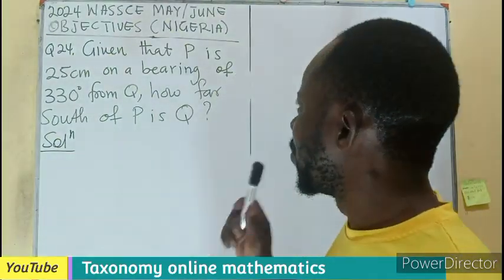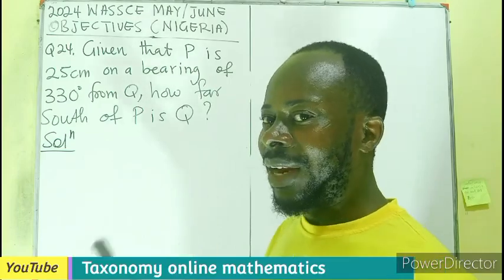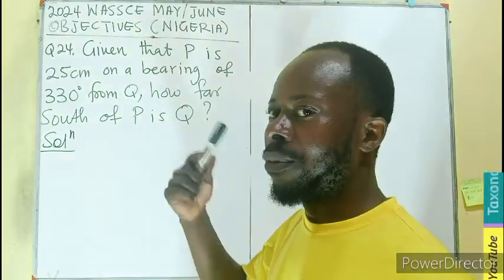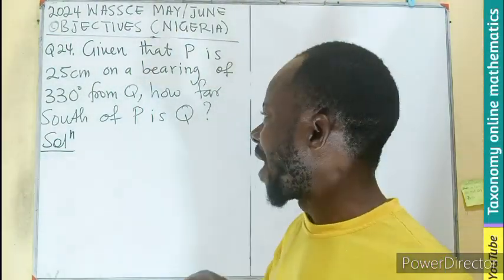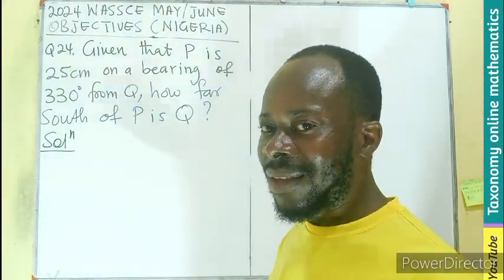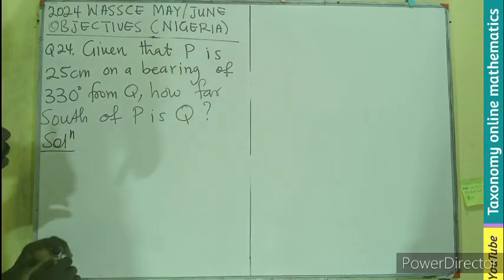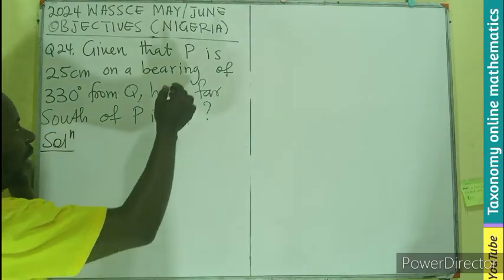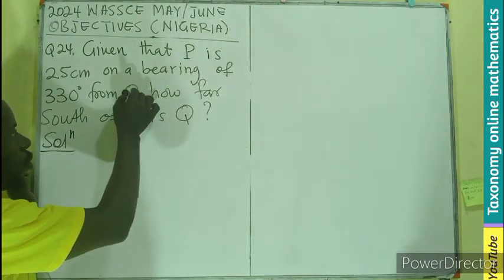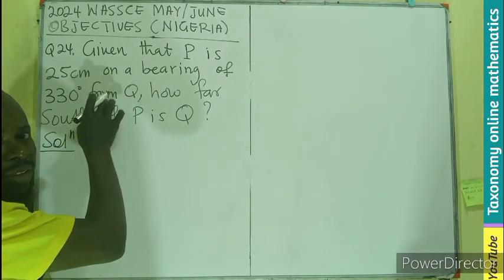Given that P is 25 centimeters on a bearing of 330 degrees from Q, how far south of P is the point Q? This is a direct bearing. So let's put that into a diagram. Don't forget, if we are looking for the bearing of P, we have to go to where Q is. They said from Q. This is the starting point.